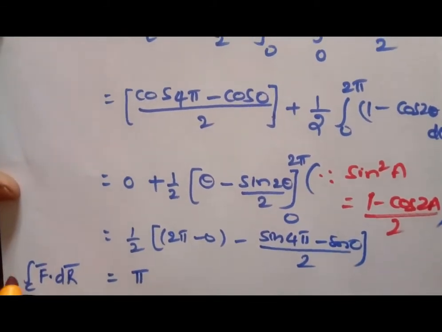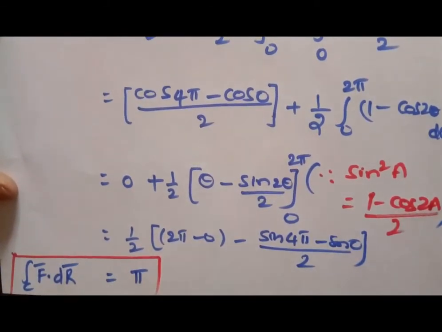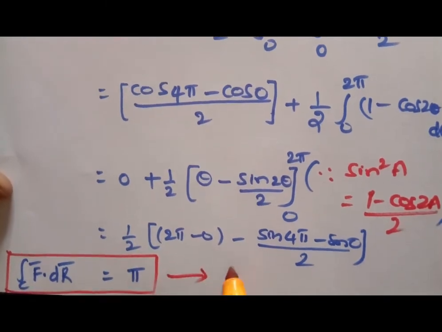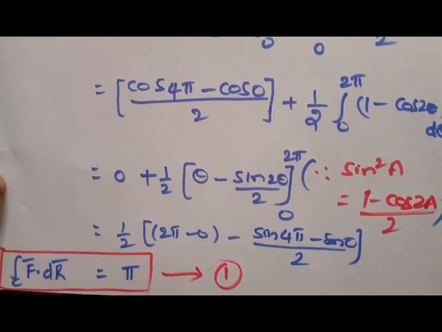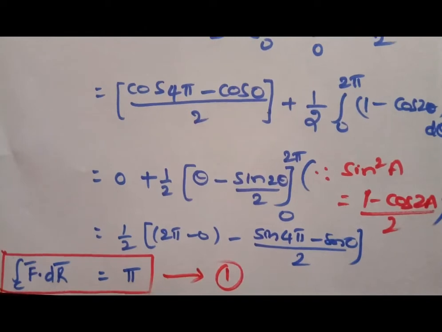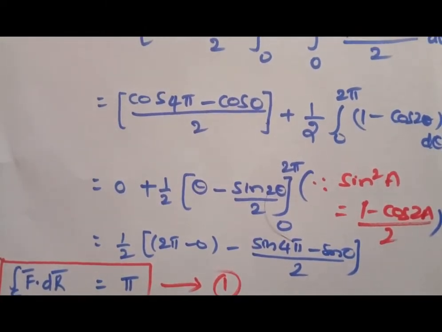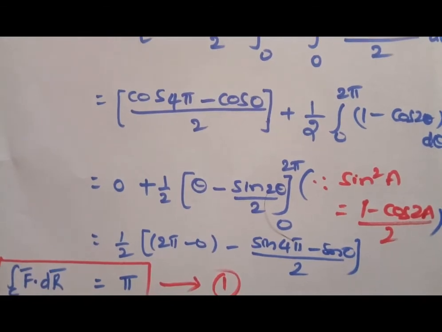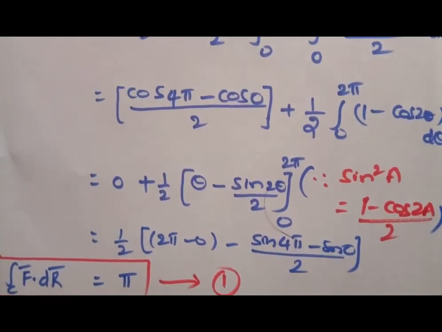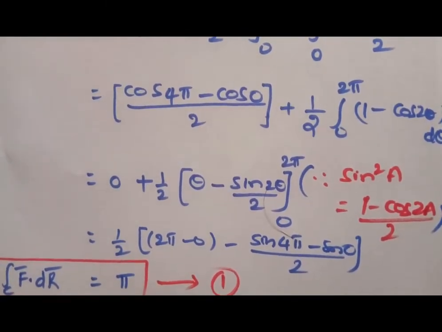Say this is equation number 1. This is the line integration. Then to verify Stokes theorem, we have to evaluate the surface integration also, apart from the line integration. So now we calculated the line integration. Now we have to evaluate the surface integration.